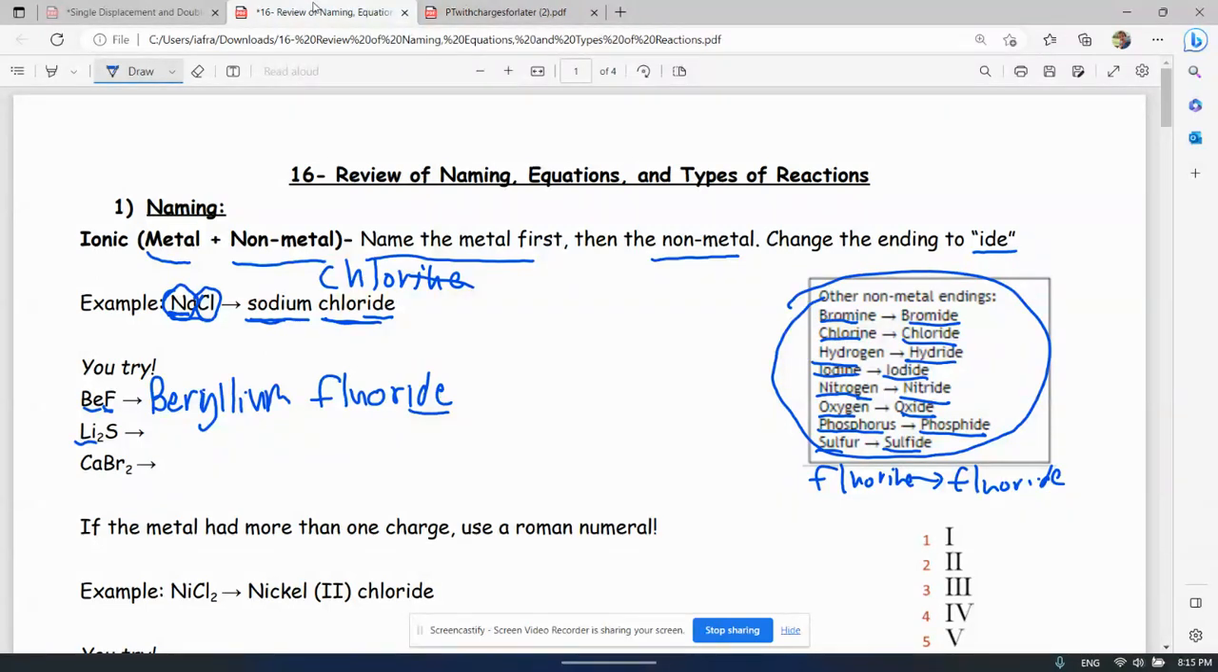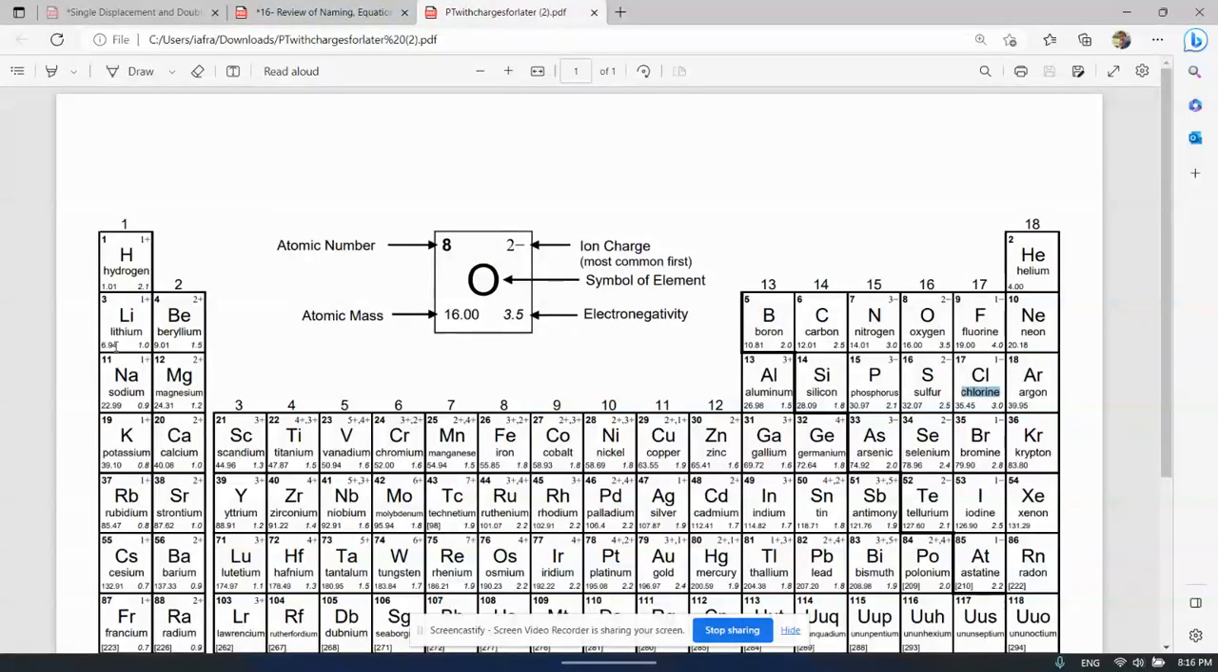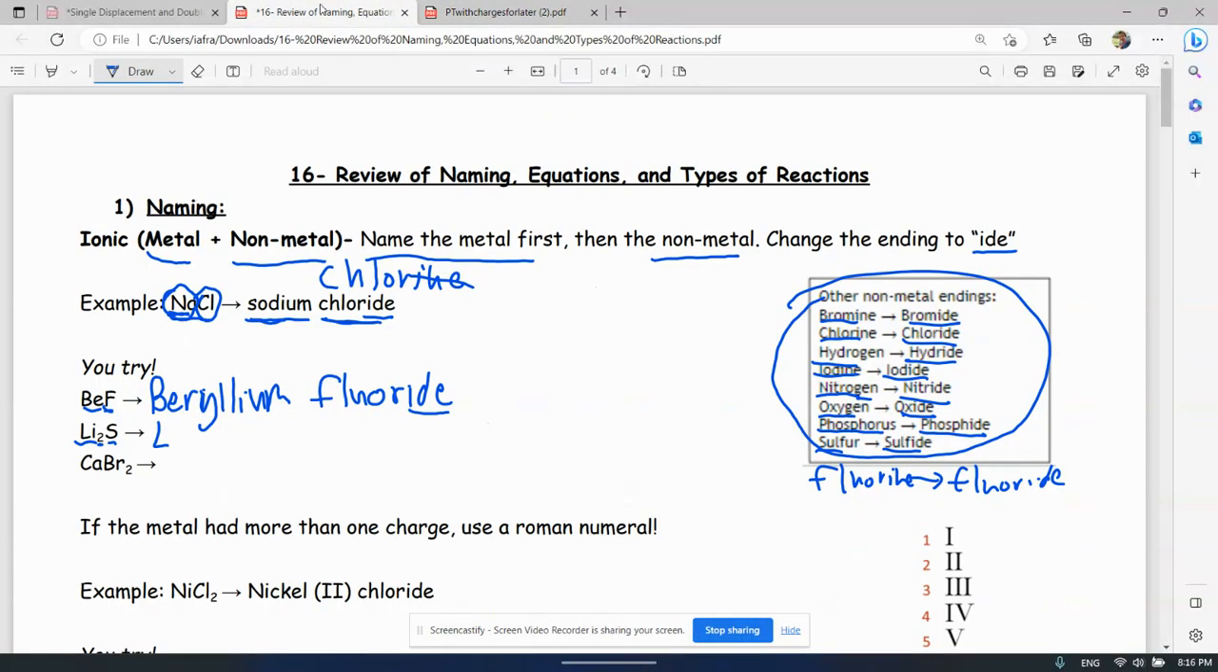Here we once again have an ionic compound. We have a metal and a nonmetal. The little number won't change our rules here. We're just naming the metal and then naming the nonmetal and changing the ending of the nonmetal. So the metal is lithium. If you forgot that, you can go here. Li is lithium. The nonmetal, sulfur, becomes sulfide.